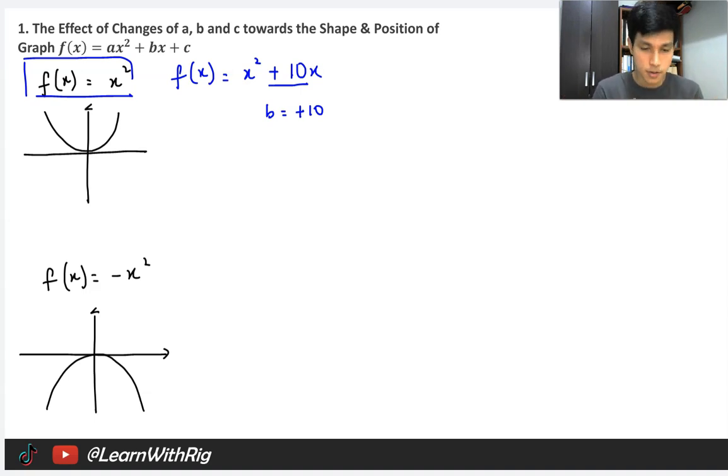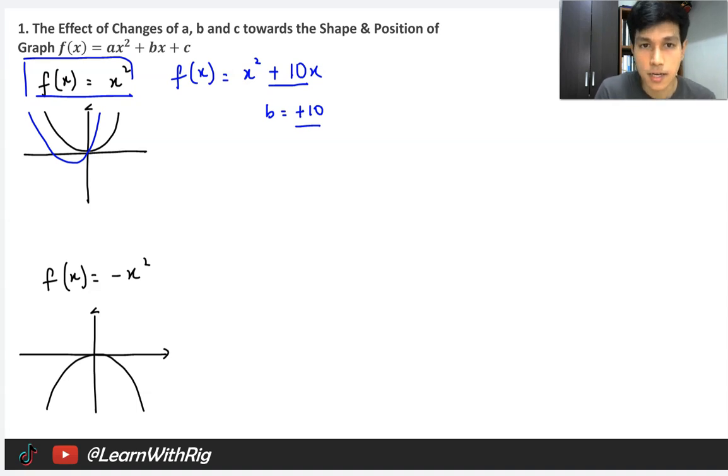Okay, so let us recap. The a value tells you the steepness, whether it's going to be narrower or wider. The b value tells you whether you should move towards the right hand side of the y-axis or towards the left hand side of the y-axis. So if it's a U-shaped graph, a positive graph, and you see a positive b value, it means your graph is going to move towards the left. The graph is going to look something like this. It's going to move towards the left hand side of the y-axis.